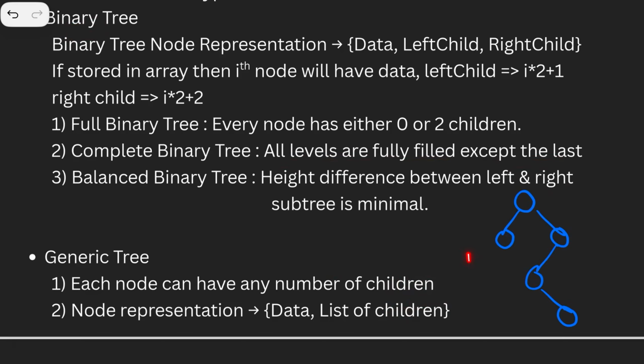So this level is not fully filled. And the problem is this is not the last level. Last level is the next level, level 3. So this is not a complete binary tree. But if I just remove this particular node, now this can be a complete binary tree.